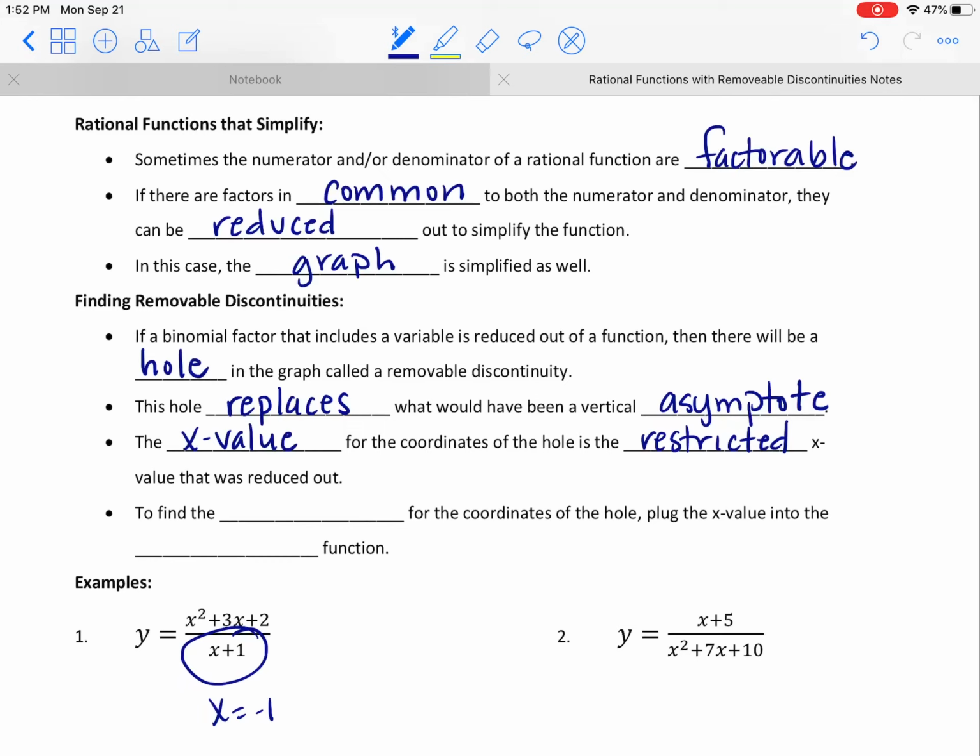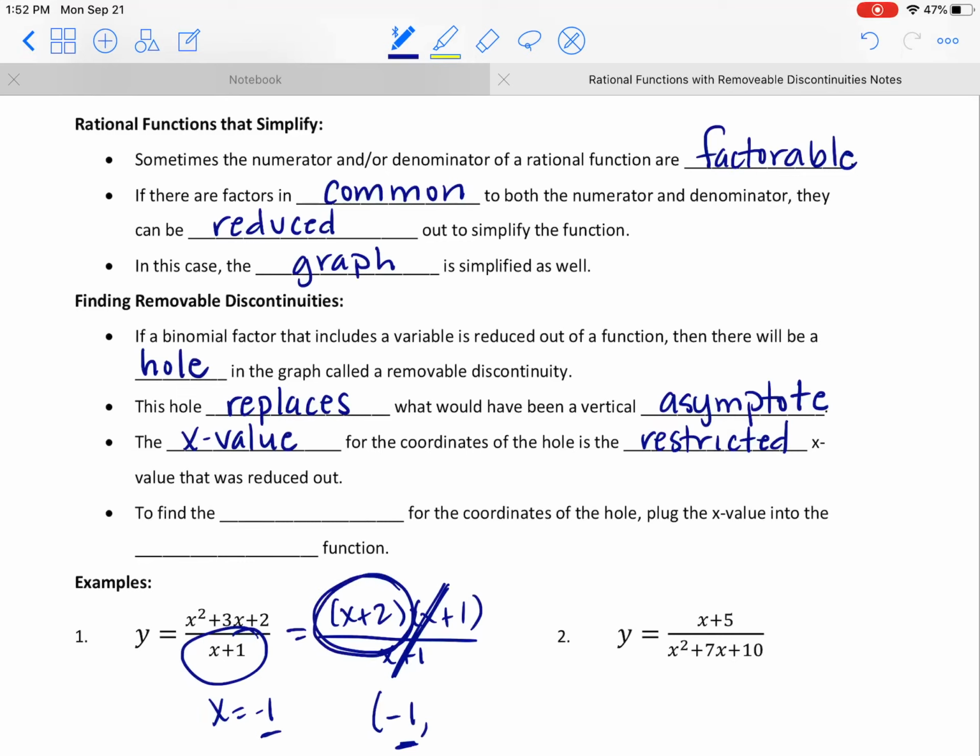So the hole is going to be an open point on the graph. It's going to have an x value of -1. So instead of a vertical asymptote, we have a hole, but the x value is going to be the same there. Okay, instead of x equals -1 being a vertical asymptote, x equals -1 is the x coordinate for a hole in the graph. Now, on the top of the fraction, remember we said this factored into x plus 2, x plus 1, right? And what happened is the x plus 1's canceled out.